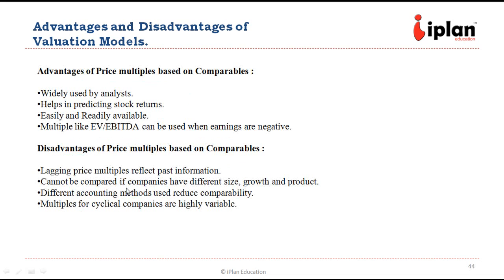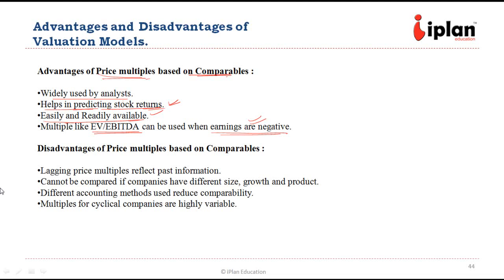Let us look at the advantages of price multiples based on comparables. These are widely used. They help in the prediction of stock returns. They are easily available. They can be calculated easily. And multiples like enterprise value by EBITDA can be used while earnings are negative, while the price to earnings ratio cannot be used when the earnings are negative.